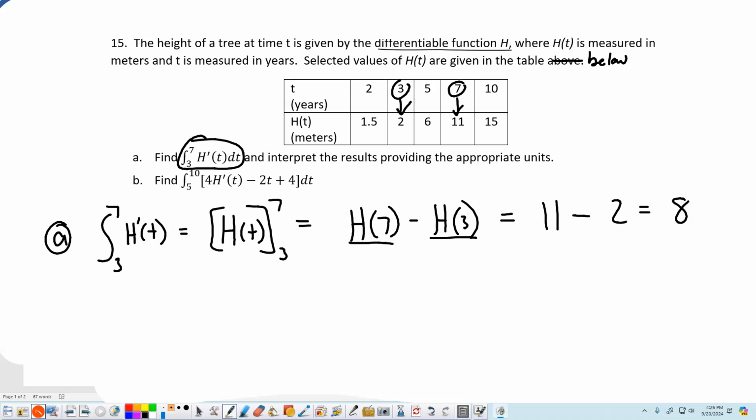So what are these units? Well, basically, this is the height of your tree at the 7th year. This is the height of your tree on the 3rd year. And 8 would be how far apart those things are, right? So basically what this means is that from the 3rd year to the 7th year, our tree increased by 8 meters.